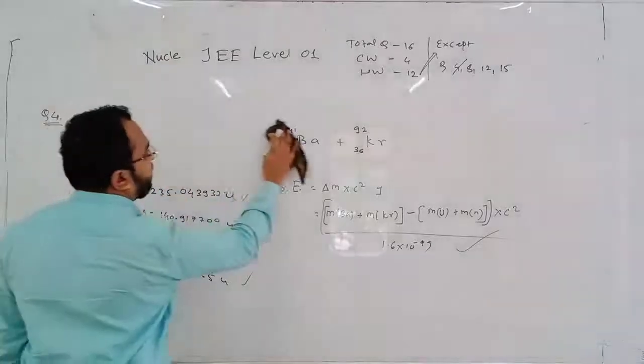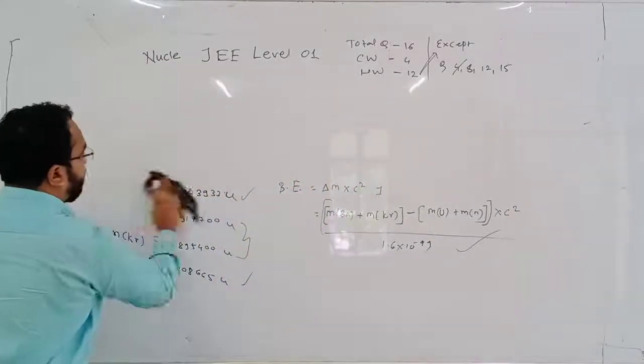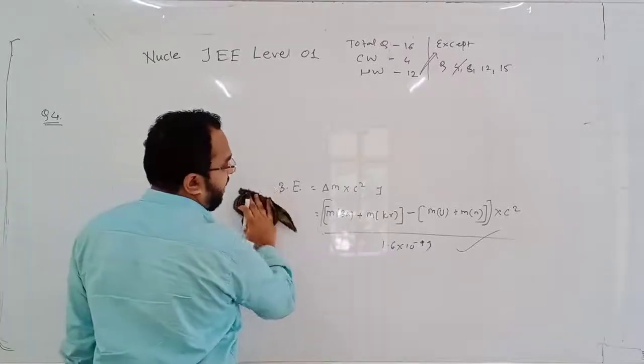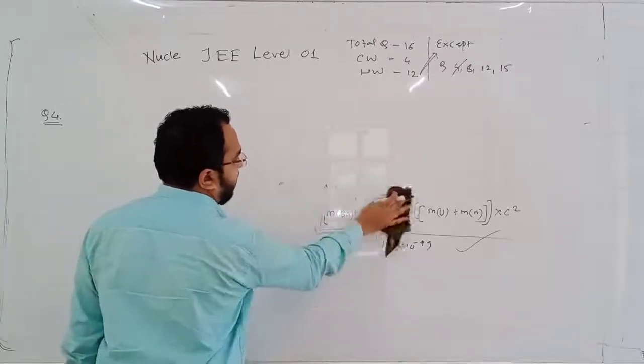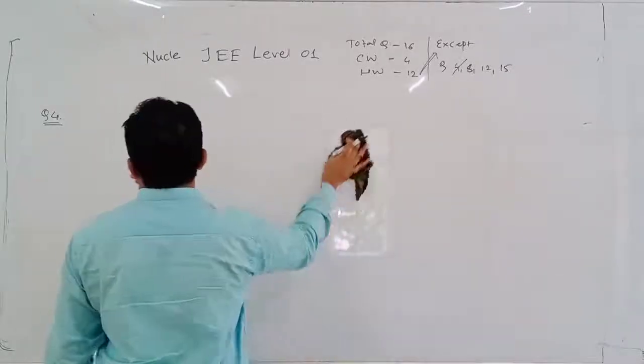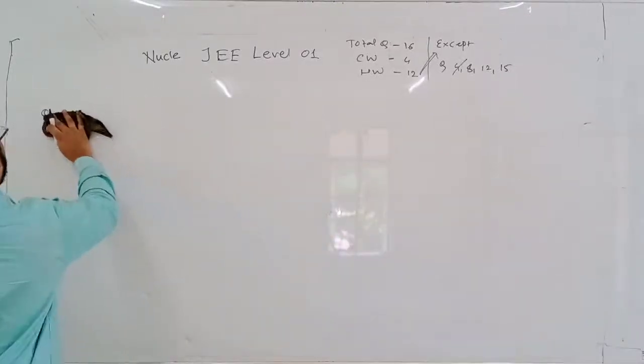So this is the logic behind this question. I just want to tell you the logic. Calculation is not a big deal. Calculation to be done by you, okay? C is the speed of light. This is question number 4.